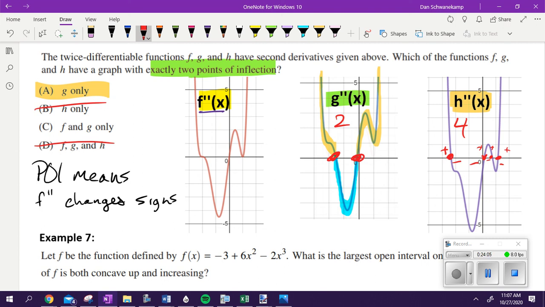Thumbs up if you think it has 2 points of inflection. Thumbs down if you think it doesn't. It's got 2. Right here, it goes from positive to negative. That is a point of inflection. Right here, it goes from positive to negative. That's a point of inflection. Right here, is that a point of inflection? Because what happens? It goes from positive to positive. It has to change signs. Not just be 0, but it has to change signs to be a point of inflection. Does that make sense what we did there? It's a good question. Making sure you understand the second derivative.